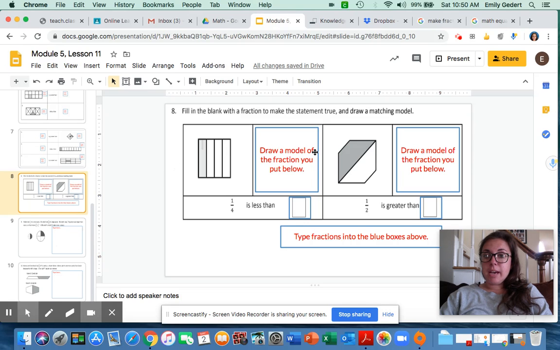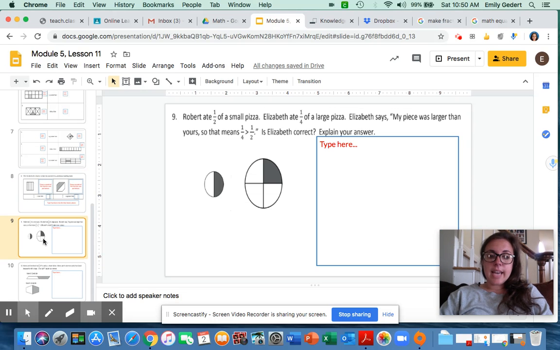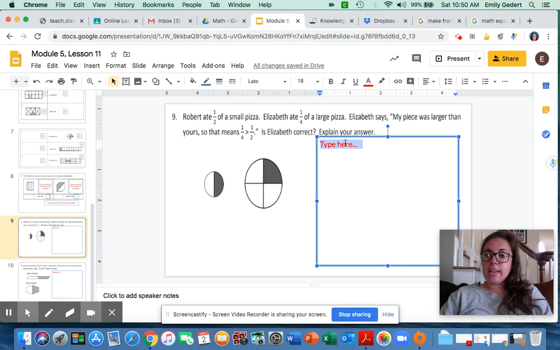Again, if drawing a model helps you, please, it's hard to draw on a computer, so you're going to draw that on a piece of paper if you need to. On slide 9 and 10, it's just answering story questions about the size of fractions. So again, you're going to wait for your cursor to become a capital I, click it 3 times, and that's going to highlight the entire text in blue, and then you can start typing.